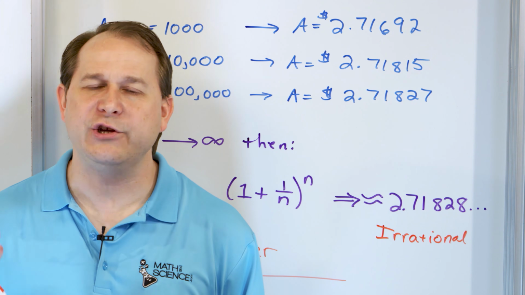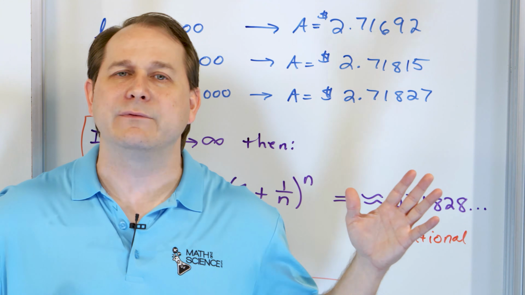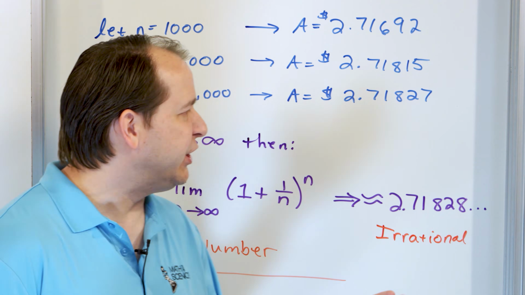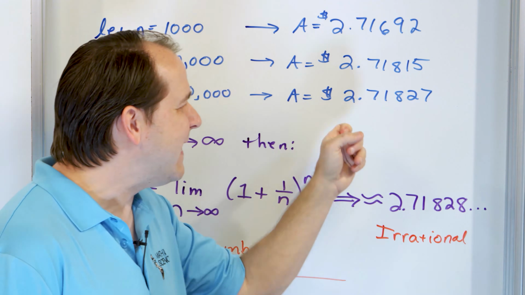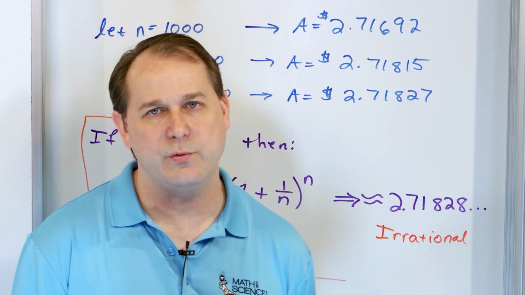It's how much money you would gain if I offered you a 100% annual interest rate compounded every single nanosecond of the year. That's what it's basically telling you. You're going to get a little bit more than double your money, but it's only going to go up to a certain point, and that very special number is called Euler's number, 2.71828.